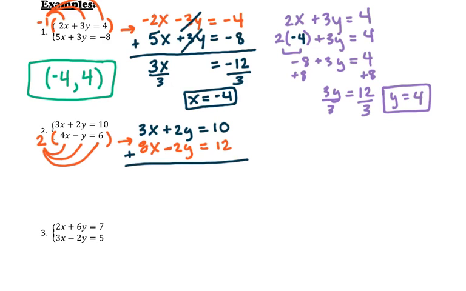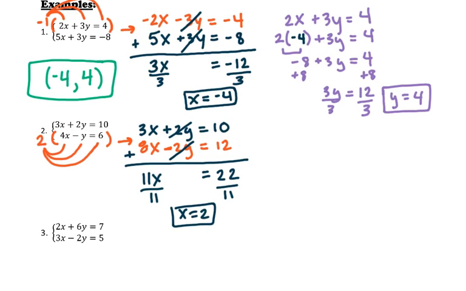Now hopefully our y's cancel out, because that's why we picked this 2 over here in the first place, to get those to be opposites. So it looks like that is the case. A plus 2y and a minus 2y would cancel out. 3x plus 8x becomes 11x. And 10 plus 12 is 22. So it looks like we're going to get an x value of 2.